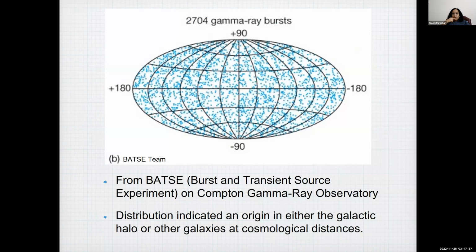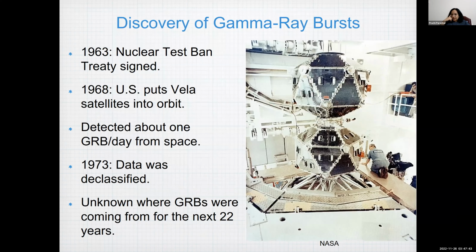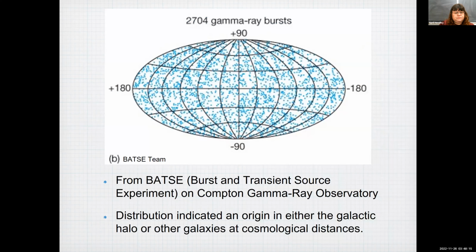So on this slide, what is the relevance of the nuclear test ban treaty and sending the satellites into the sky? Well, those Vela satellites are what first detected the gamma ray bursts coming from space. And they were basically put up to watch for someone violating the nuclear test ban treaty. In other words, if the treaty hadn't been signed and the US hadn't put up the satellites, it might have been longer before we discovered gamma ray bursts.